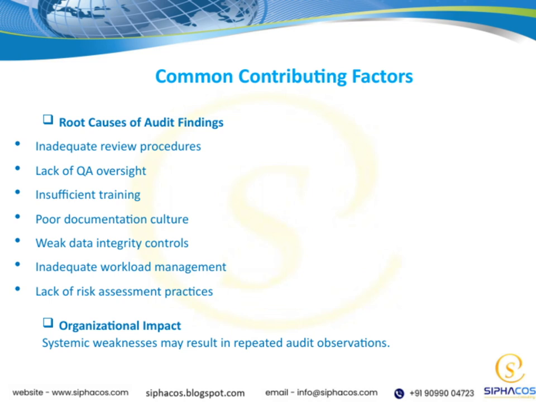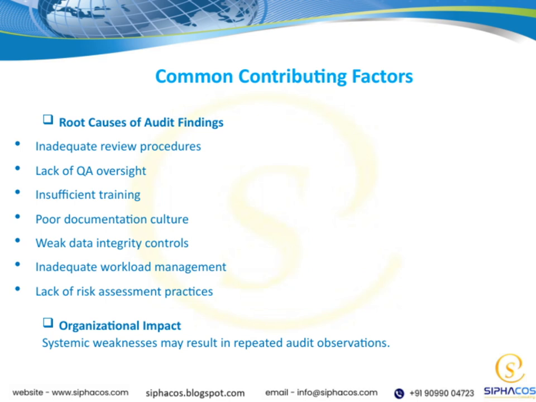These root causes can really undermine the effectiveness of our controls and processes. For example, inadequate review procedures often mean that issues aren't caught early or thoroughly enough. Without proper review, errors can slip through the cracks. Lack of quality assurance oversight is another big factor. If there's no oversight, it's easy for mistakes to persist and go unnoticed.